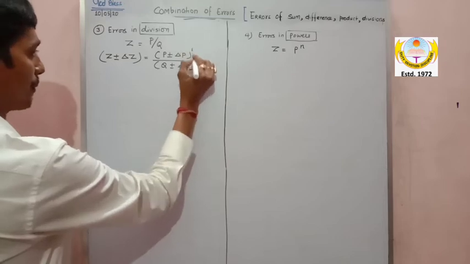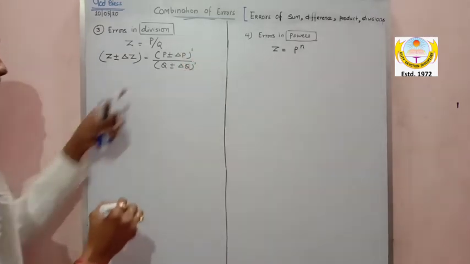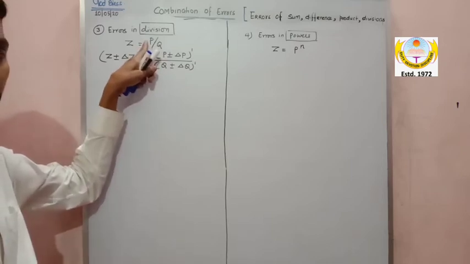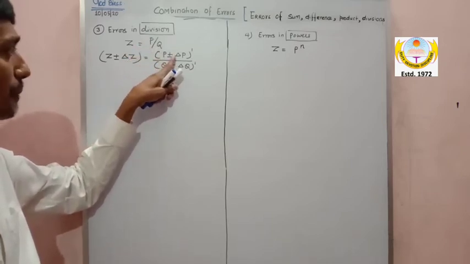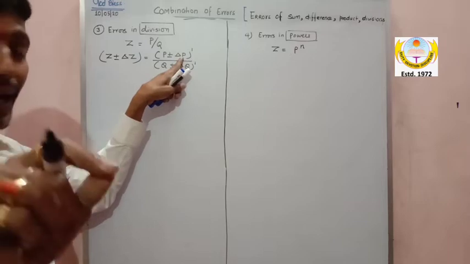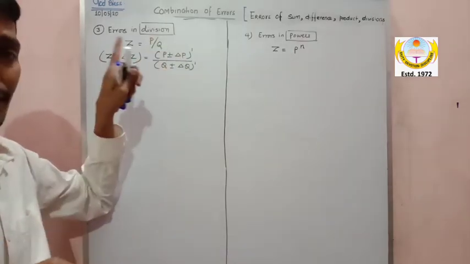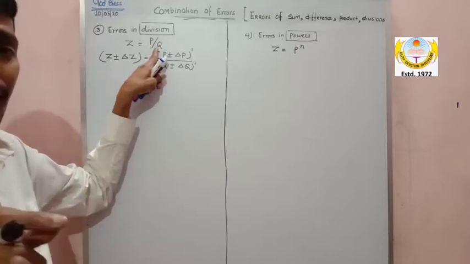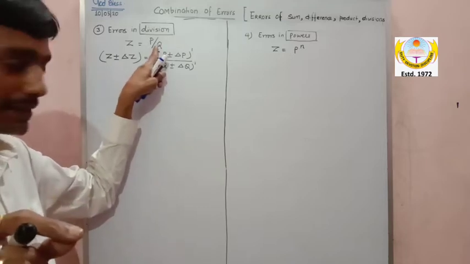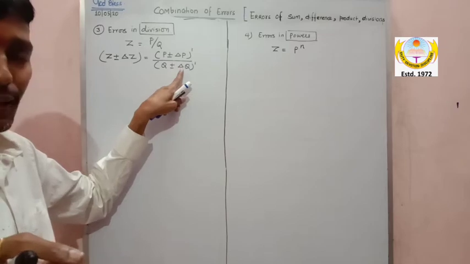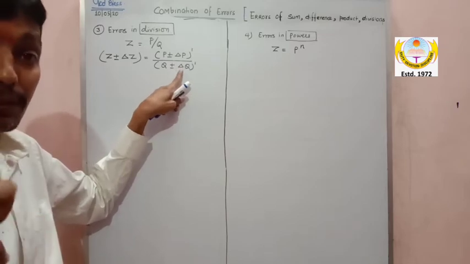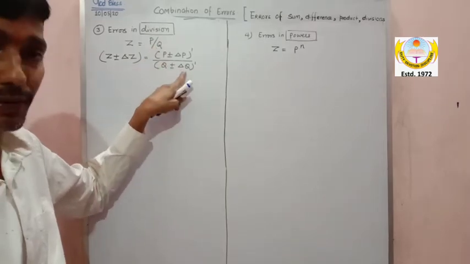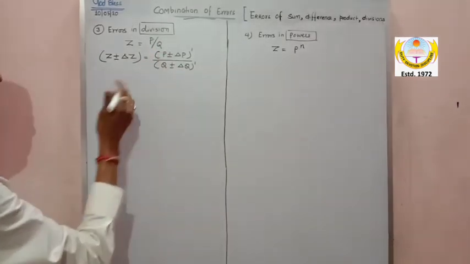It's carrying power 1, even this is carrying power 1. What is P? P is the true value in the measurement of physical quantity P, and plus minus delta P is the absolute error in the measurement of P. Similarly, Q is the true value of the measured physical quantity Q, and plus minus delta Q is the absolute error in the measured physical quantity Q. Okay, now let's go to the next step.